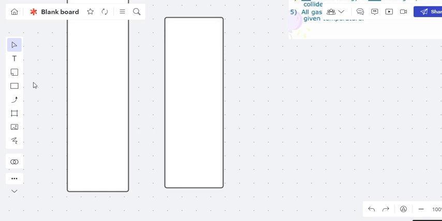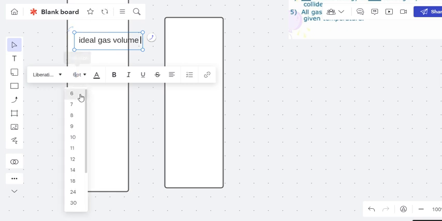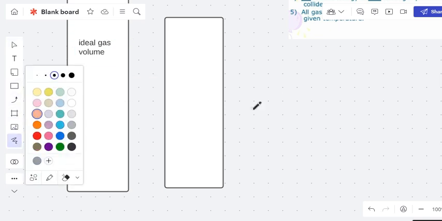Okay, right. So first of all, I'm going to talk about the ideal gas volume. So we can consider two containers here. This is one container.